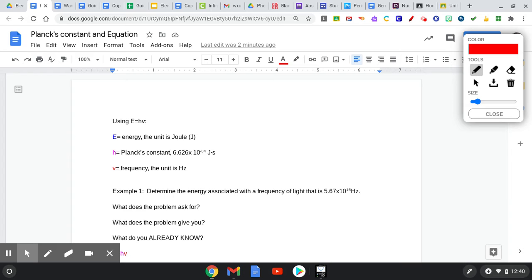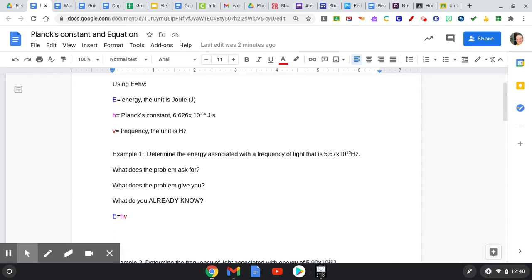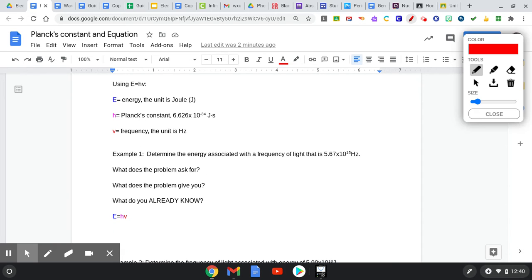And then the frequency, symbolized by V, the unit is usually hertz. Okay, so we're going to go through and do a few problems with all of these variables and units. So here's an example for the first problem. Determine the energy associated with a frequency of light that is 5.6 times 10 to the 15th hertz.